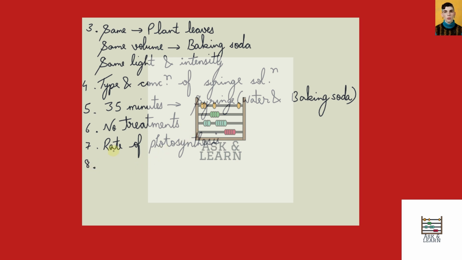Eighth, according to the data, light intensity does affect the rate of photosynthesis. The treatment with the brightest light had the highest number of floating discs, indicating the highest rate of photosynthesis.